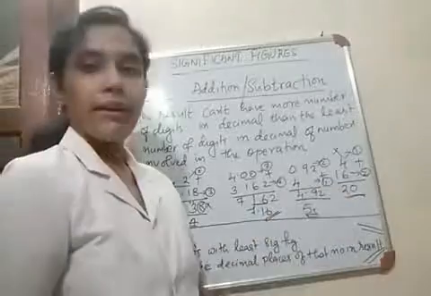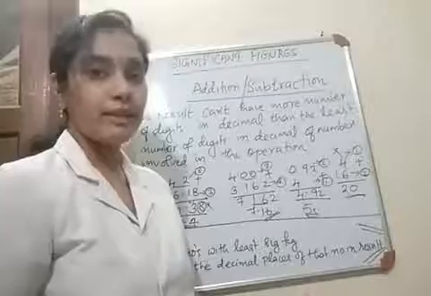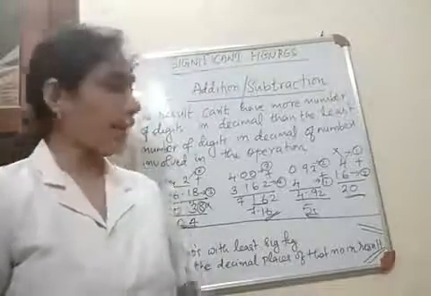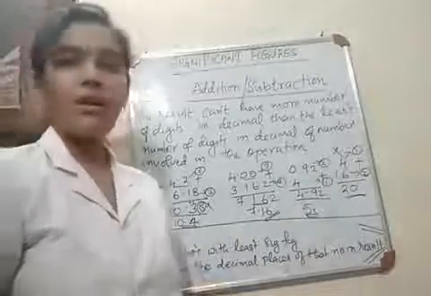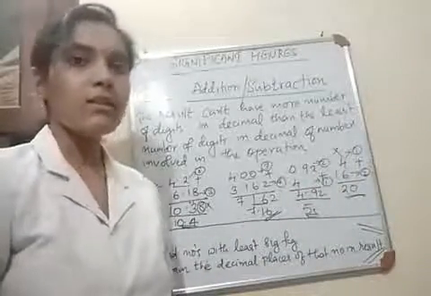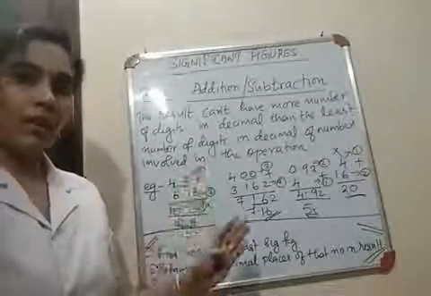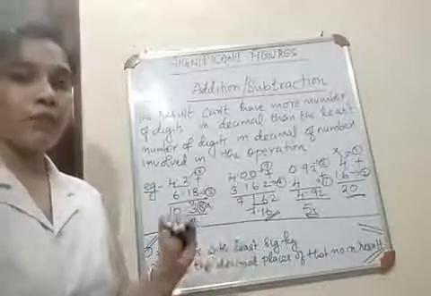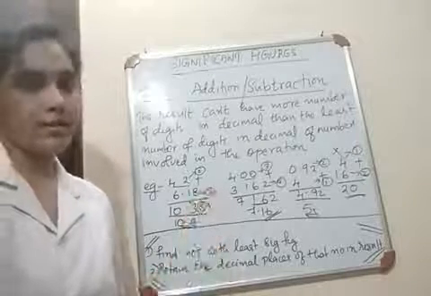Because among these two numbers, there is no number with a decimal. Among these two numbers, we don't have any decimal numbers. So, just write the result as it is obtained. Okay, children, so this is the rule that you need to follow in addition and subtraction of the significant figures.